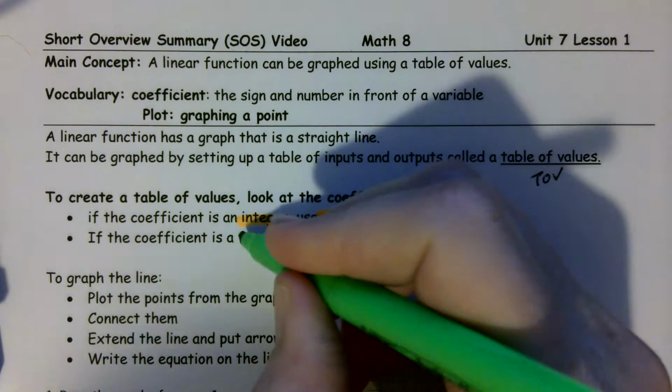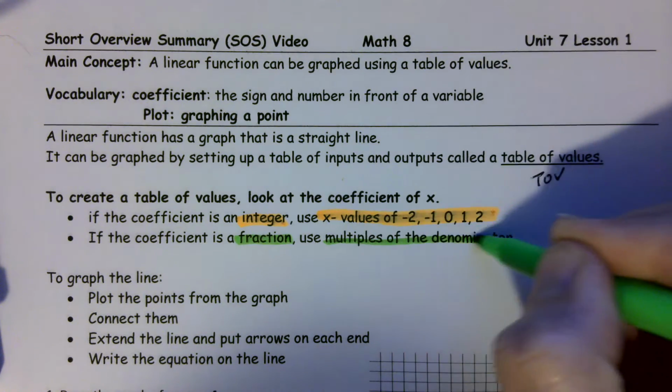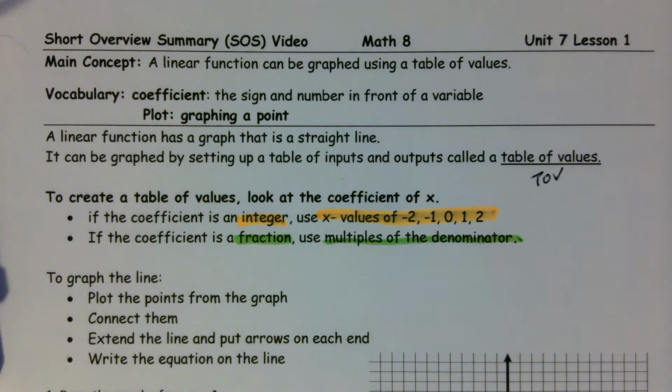But if the coefficient of x is a fraction, then we need to use multiples of the denominator. So if the denominator is 3, the multiples I use would be -6, -3, 0, 3, and 6.